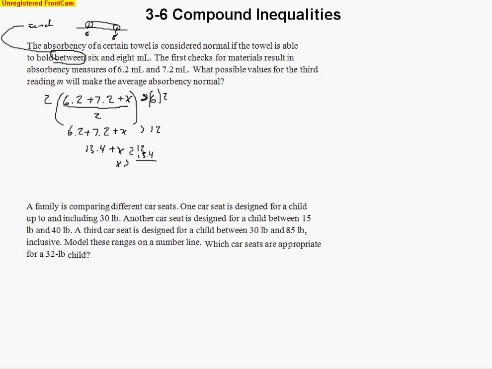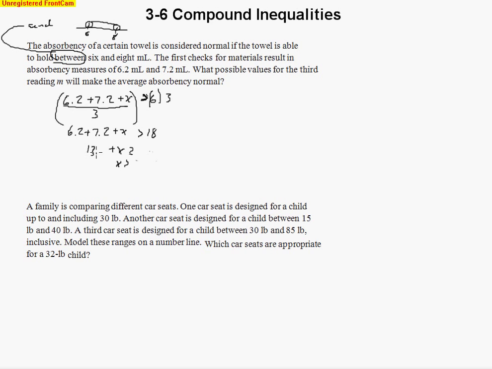So I see that right here. I made another error. Let's change that. It shouldn't be 2. It needs to end up being 3. So let's go ahead and fix that right there. So it needs to be 3, and the reason is that we've got 3 numbers, not 2. So I multiply by 3, and when I do that, I end up with 6 and 2/10 plus 7 and 2/10 plus x is greater than 18.